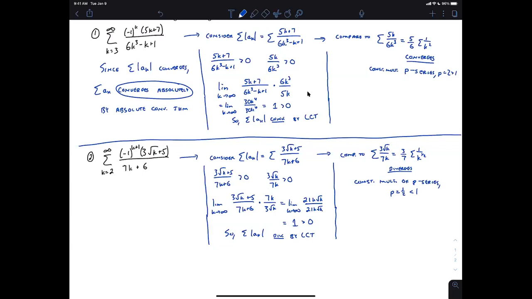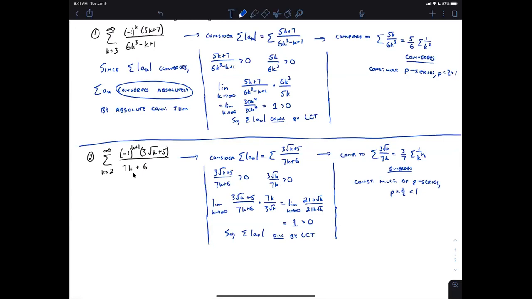Okay. So here, this one converged, this one converged. So this converged absolutely by the absolute convergence theorem. What happens in this case? This diverges and the absolute value diverges. What does that tell you about the original? It actually doesn't tell you much. It doesn't tell you whether it converges or diverges, but it tells you that it does not converge absolutely.